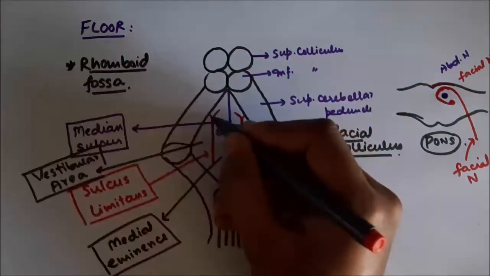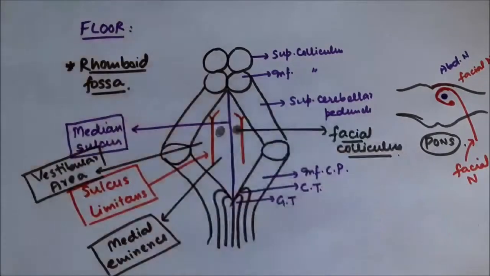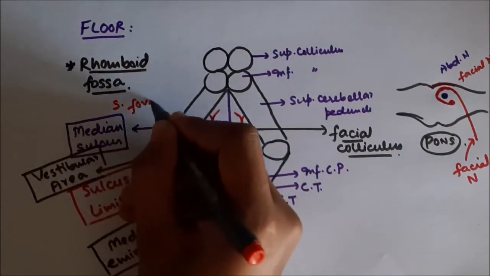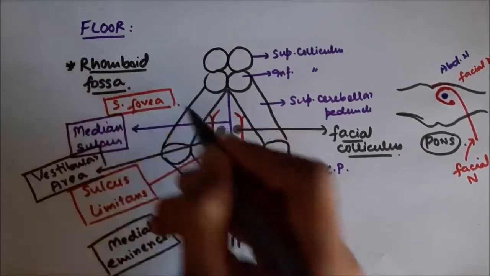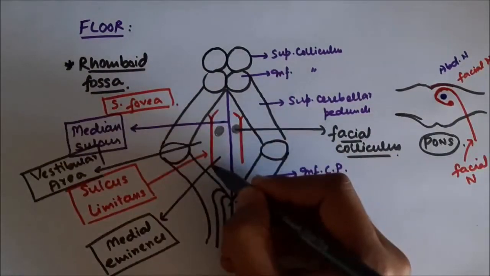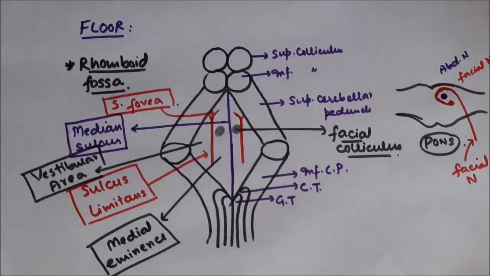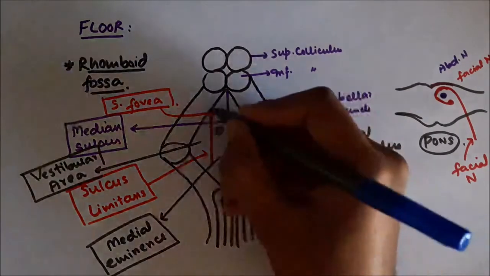In the upper part, the sulcus limitans divides into two sulci, and a depression is formed at this point, which is called the superior fovea. So obviously there should be another, inferior fovea present in the lower part. The superior fovea is found where this sulcus divides.